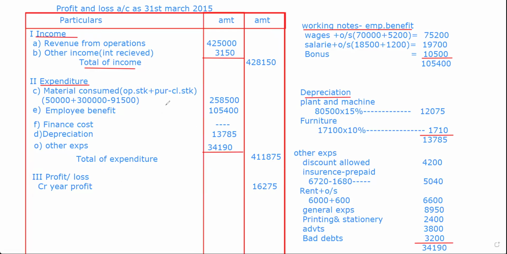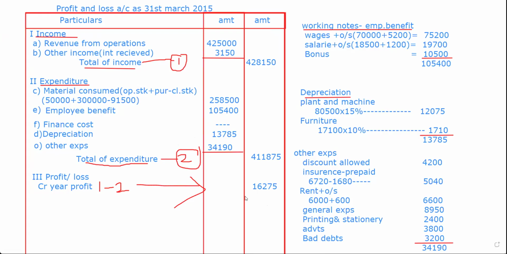Okay, understand? So this one, I'm going to assume it is total of income 1. And this is my second total of expenditure, whatever I have got it. So this is my 2. So this is my total 2. Now I'm going to get it 1 minus 2. I have got it. This is my profit. Hope it is very clear.